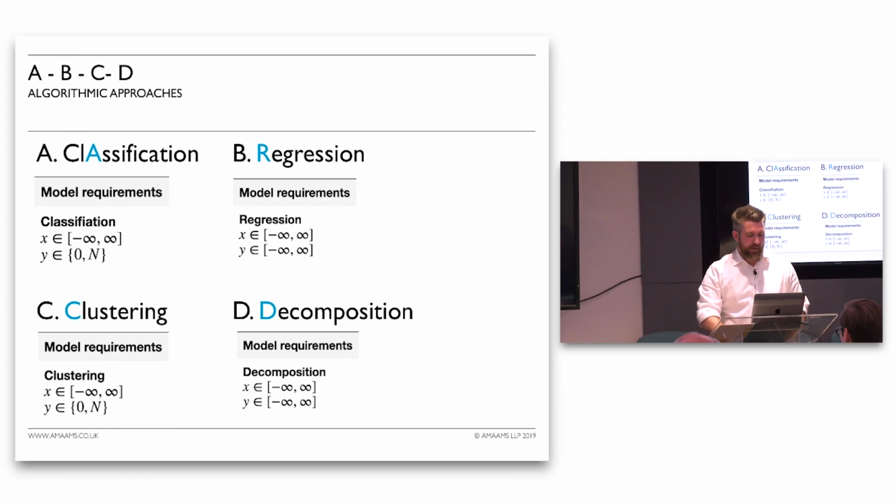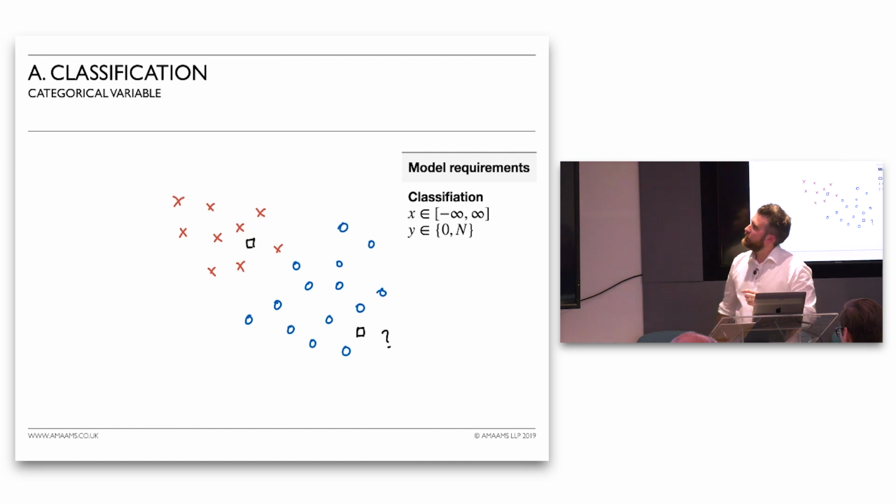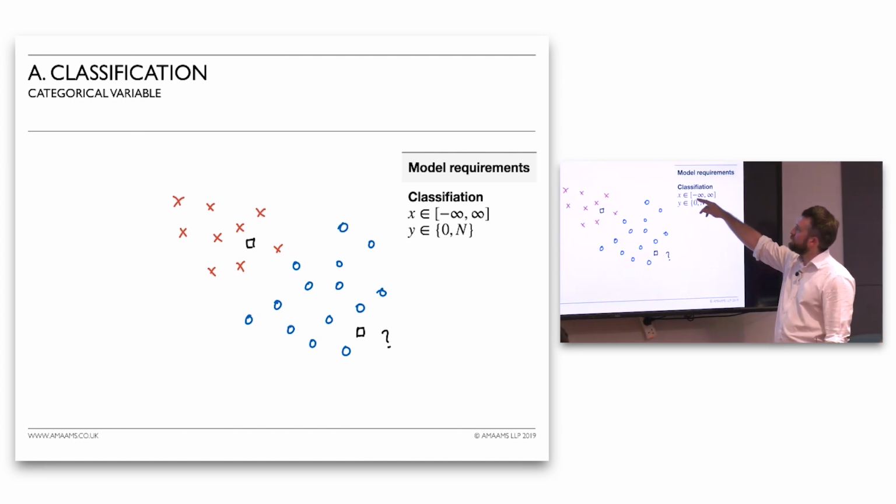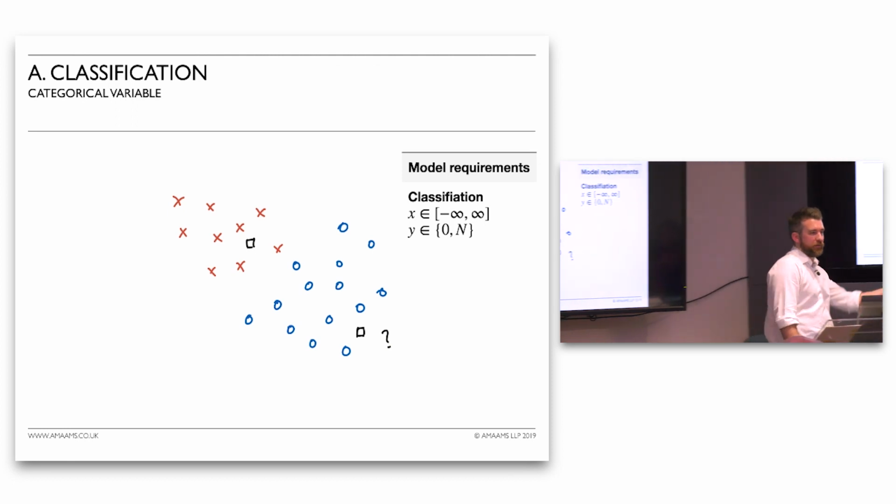What do all of these things mean? A, B, C, D. So let's go back to the start. Classification. Classification is basically taking a set of real numbers in at the start of your problem and outputting a set of integer numbers at the back end of your problem.